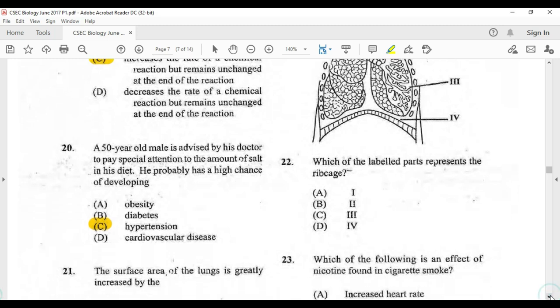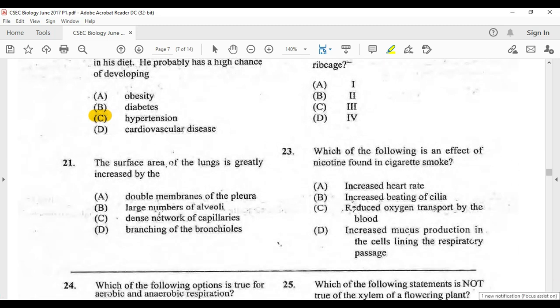Then we move on to 21. Item 21 refers to the lungs. The surface area of lungs is always increased by the amount of alveoli, as the amount of leaves is for trees. So our answer here, having gone through these double membranes, is going to be B. Answer for 21 is going to be B.